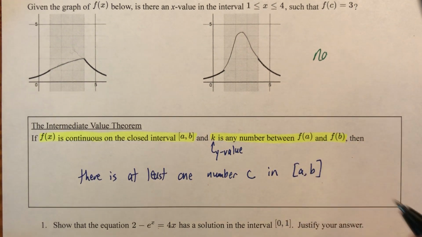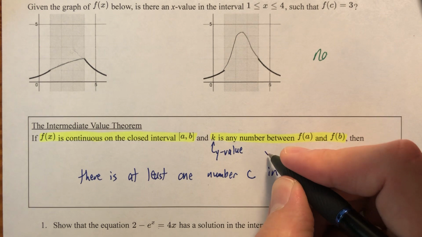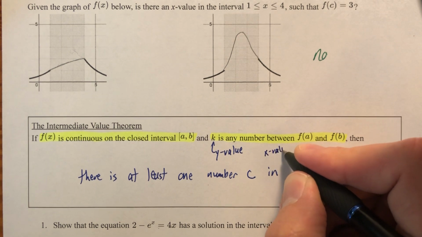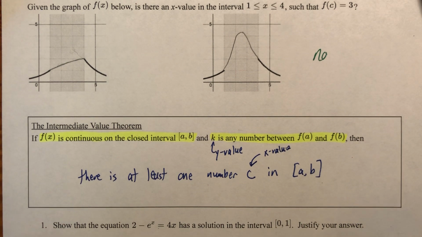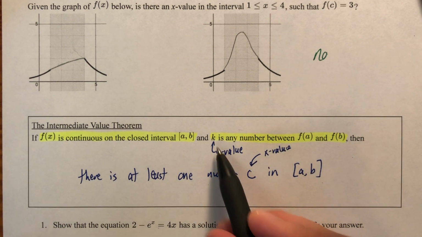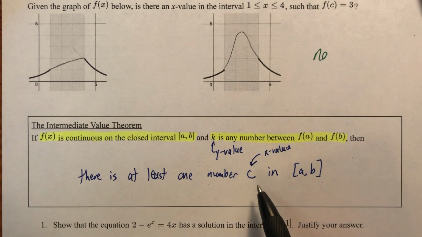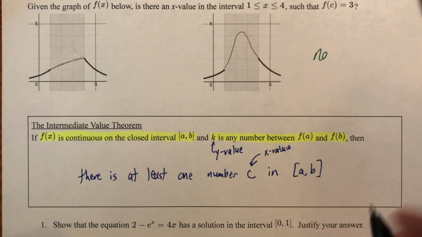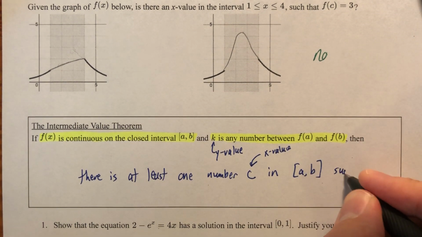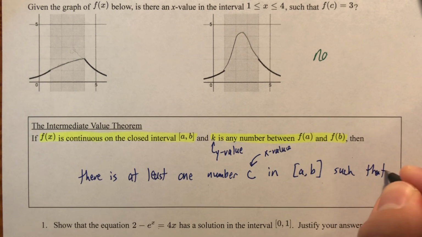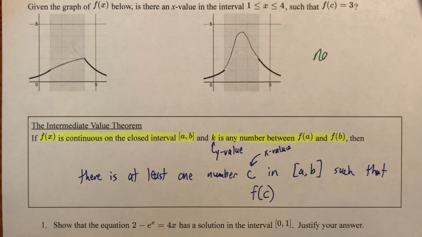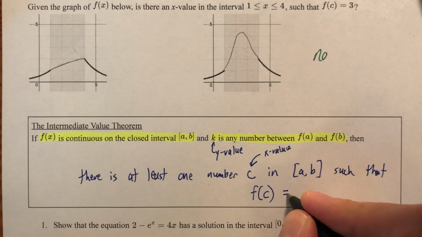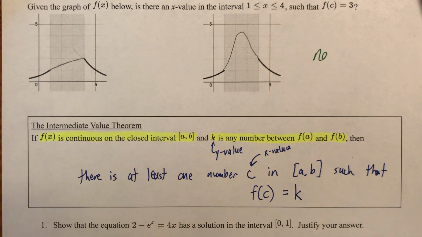Okay, let's pause for a second. C is going to be an x value. How do you know? You'll see it in its context in a minute. So C is an x value and K is a y value. There's going to be at least some x value in the interval from A to B, such that when I plug that C value into the function, I will get the K value that I wanted.